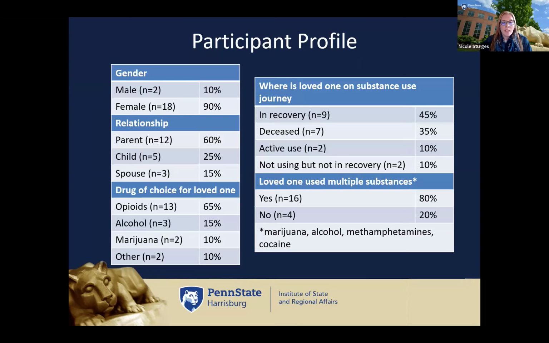Participants had loved ones in many different stages of their substance use journey. 9 indicated that their loved one was in recovery. 2 noted their loved one was currently not using, but were not in recovery. 7 had a loved one with SUD that was deceased, and 2 participants shared that their loved one was currently actively using substances.